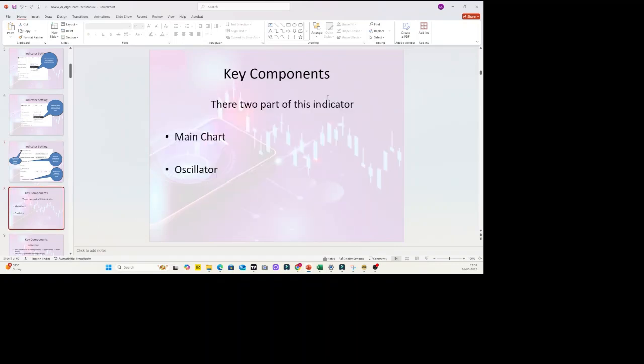There are two main components, the main chart and the oscillator, and in the oscillator there is a table. The oscillator and table we are going to discuss in the next parts, part 2 and part 3. Here we will discuss only the main chart.